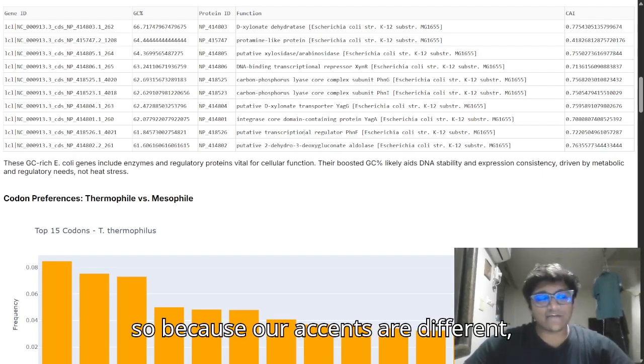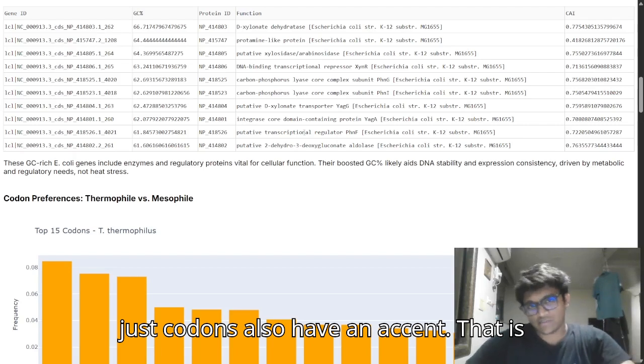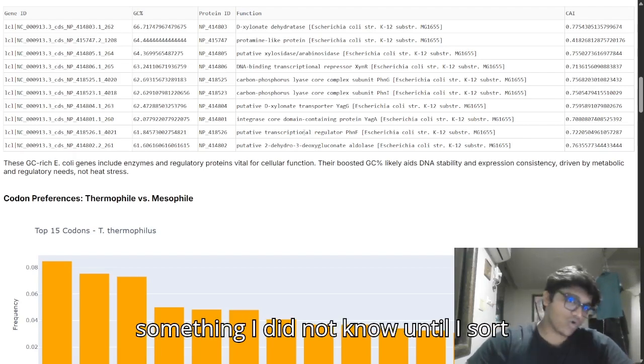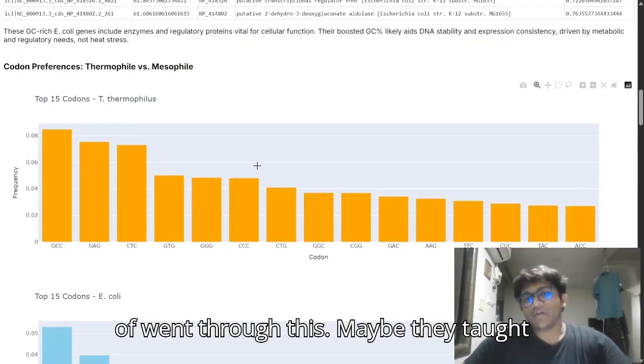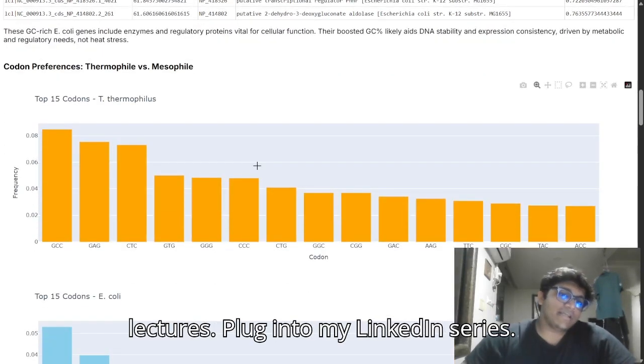Because our accents are different, codons also have an accent. That is something I did not know until I went through this. Maybe they taught it in my lectures, but I slept during my lectures.